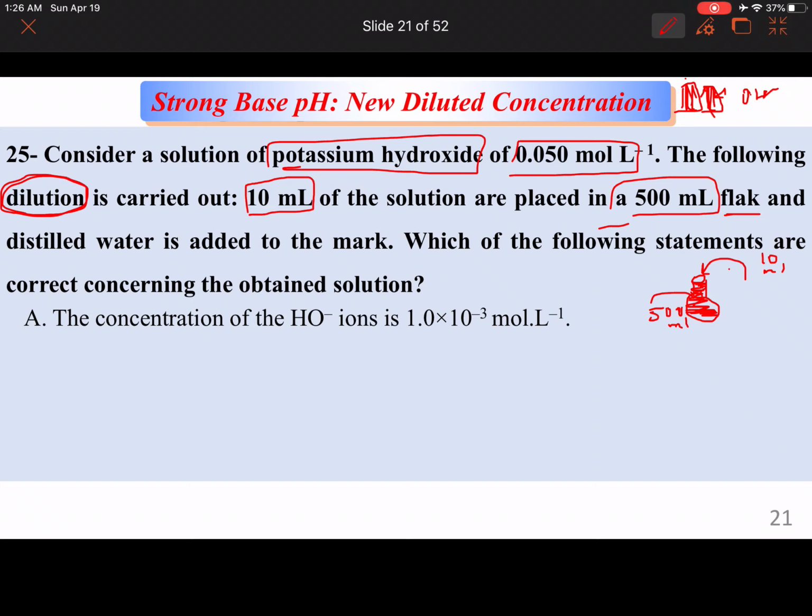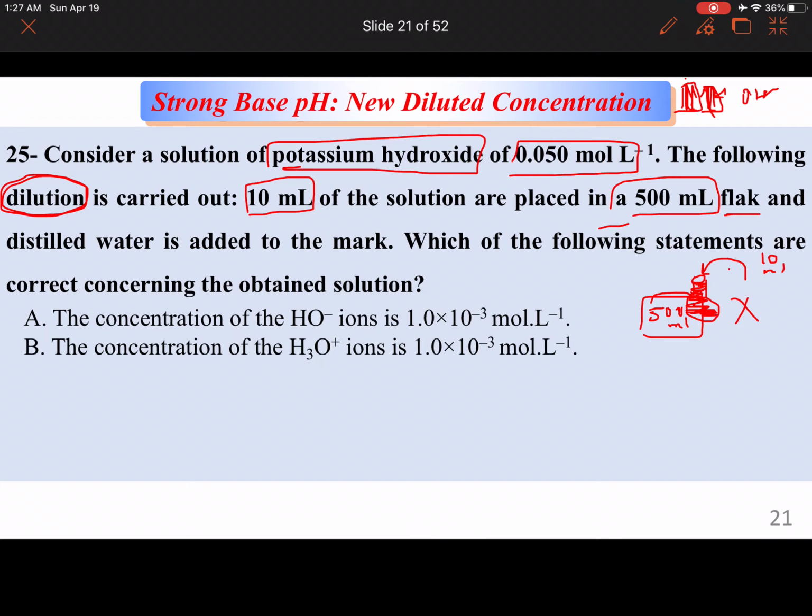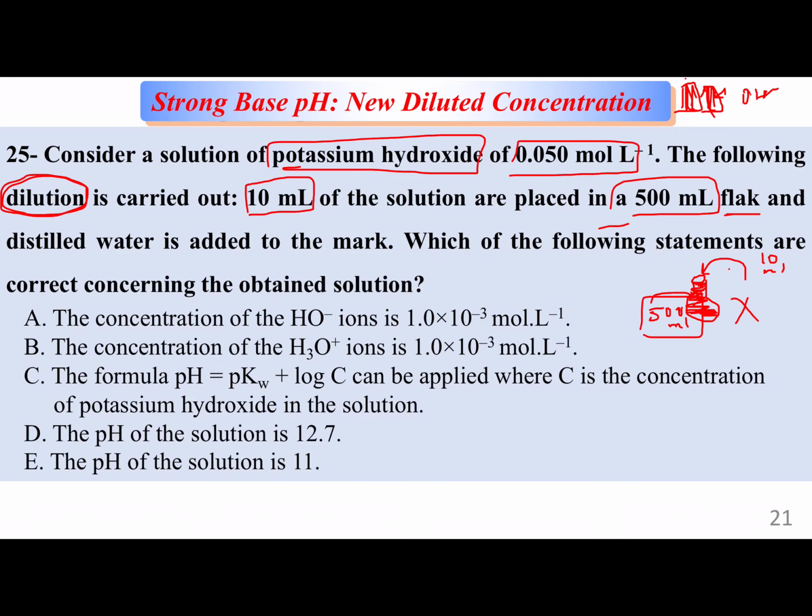Total volume. And one of the mistakes that you guys tend to do is you add the 10 to the 500, and this is wrong because later on in titrations we do that, but watch out. For dilutions, we don't do that. The total volume is 500 milliliters. Of course, this is an MCQ question, and they ask you, what's the pH and what's the concentration of OH minus, H plus, and so on.